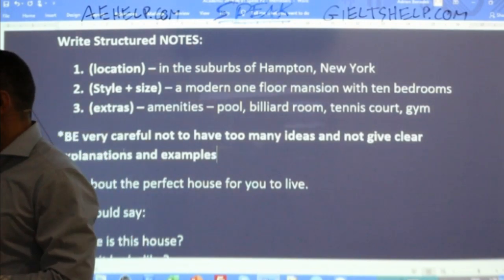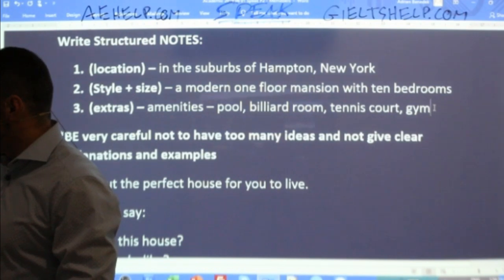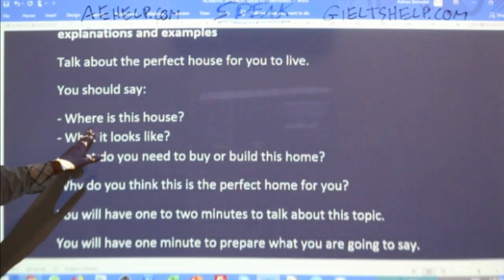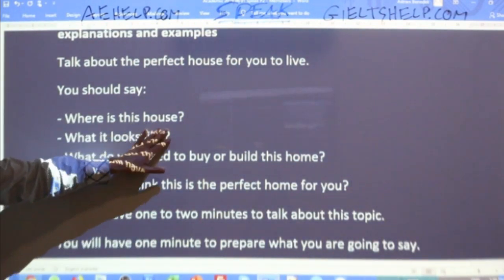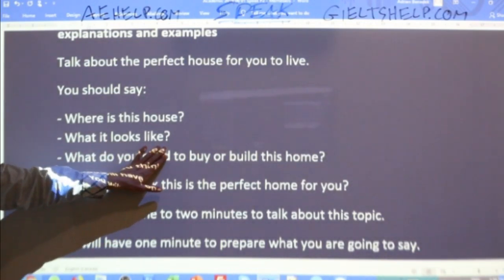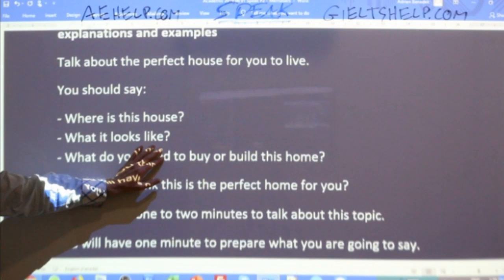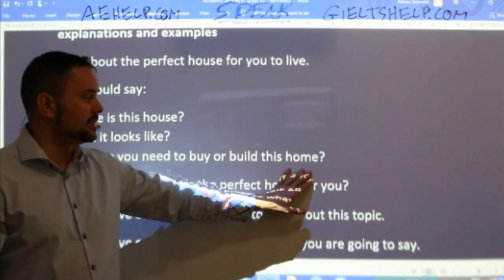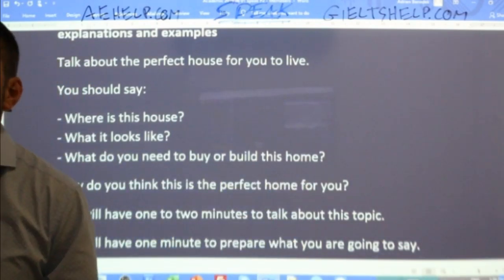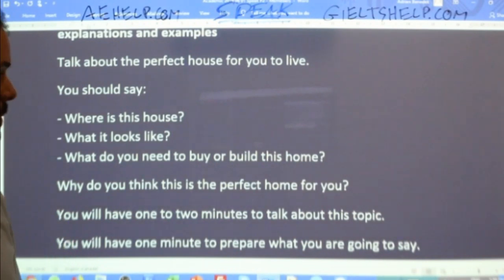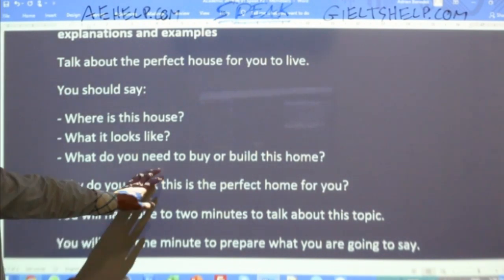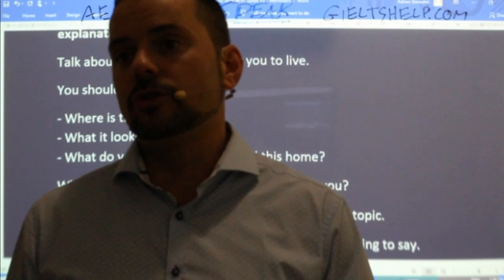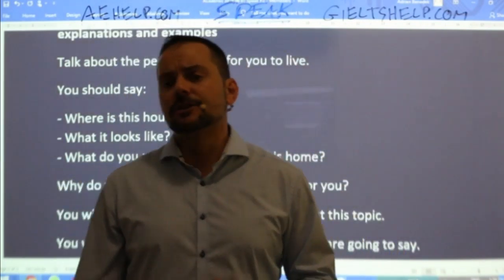When you're doing or when you're writing your notes, make sure to take a look at the card. So where is this house? Do I have that in my notes? Yes. What does it look like? Mostly. I didn't write anything about color or decoration. What do I need to buy or build this home? Definitely haven't answered that. So what do I need to buy or build this home? You should maybe quickly write down 1 or 2 notes just so you don't forget about that. For Dobbs, money is okay.